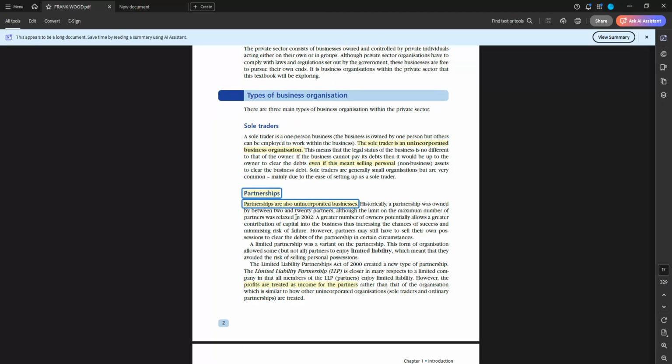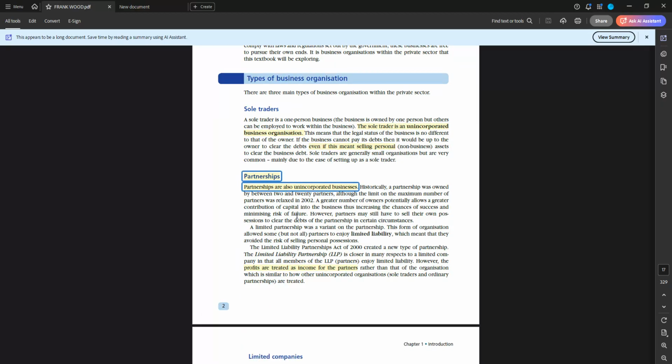So let's start with the sole trader. A sole trader is a one-person business, which means a person operates and owns the business, and they can also employ someone else. But technically a sole trader is an unincorporated business organization, and the legal status of the business is no different from that of the owner. So any liability, any profit, any gains, anything is within the realm of the owner of the business.